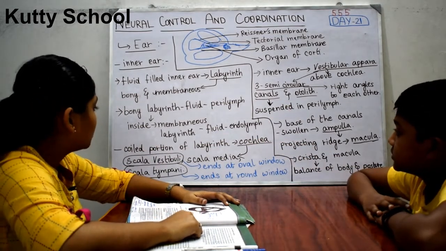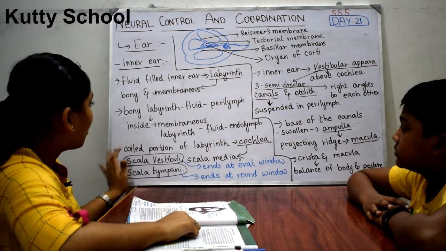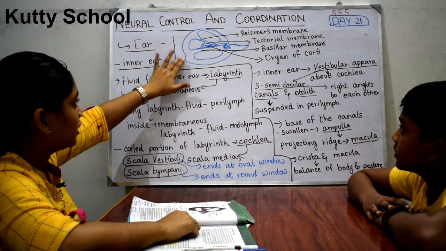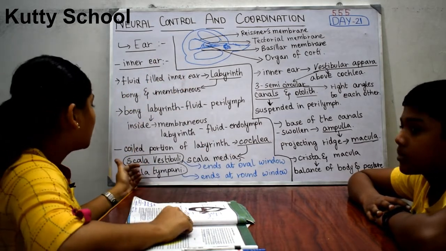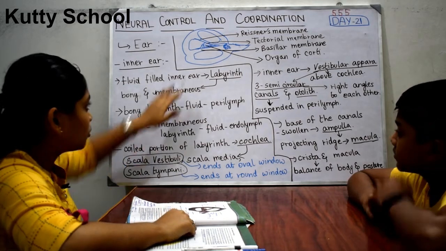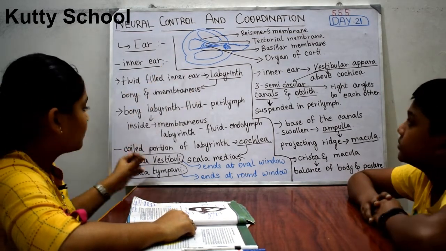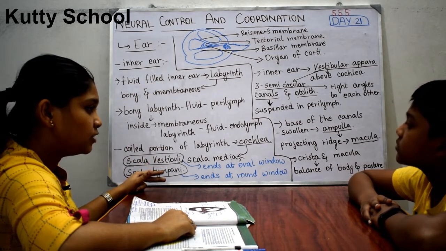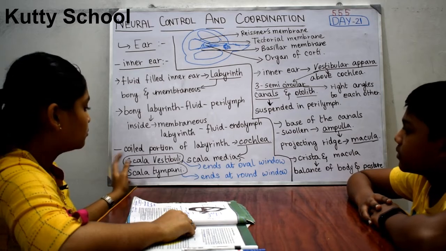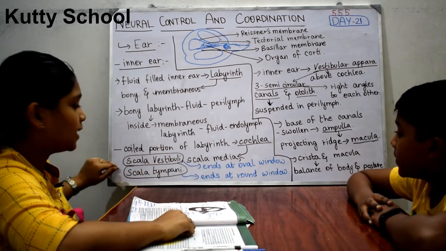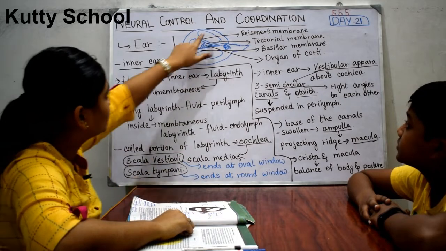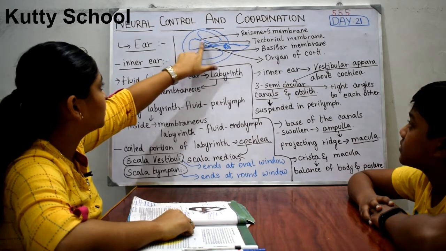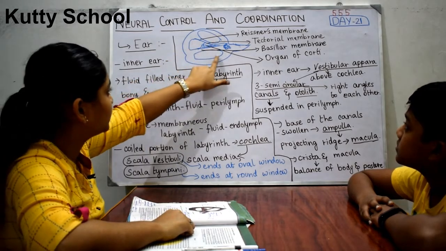Now the coiled portion of the labyrinth is called cochlea. This is the structure of cochlea, it is coiled. Here this is a cross section of cochlea. This cochlea has 3 regions: scala vestibuli, scala media and scala tympani. This gap is known as scala vestibuli, this one is scala media, this one is scala tympani.